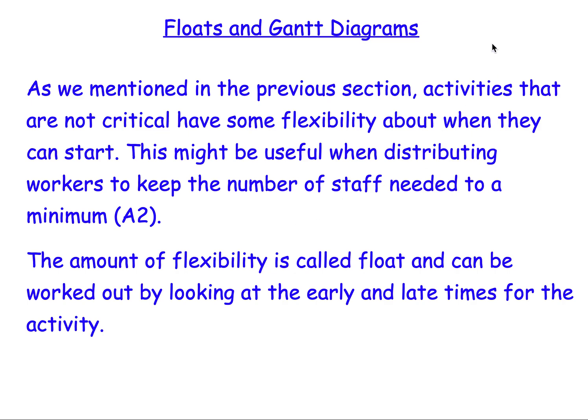Okay guys, I'm just going to talk you through the work that we need for the last two exercises, so that's F and G. F is linked to floats or slack, and G is the Gantt diagrams or Gantt charts. So this follows on nicely from what we were talking about in the previous lesson about critical paths and critical activities. If an activity isn't critical, then it will automatically have some float.